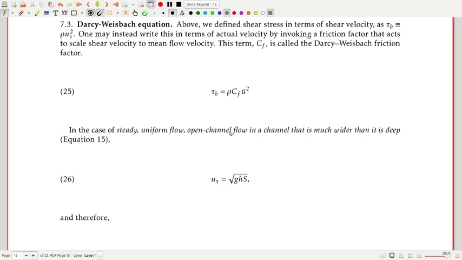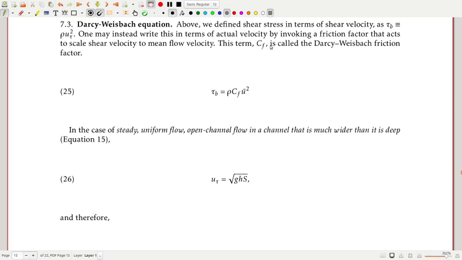Behind mean flow velocity is the Darcy-Weisbach equation. This, like many of these other equations, was originally derived for pipe flow, but then has been modified for open channel flow. The reason I'm going over the Darcy-Weisbach equation is a little bit less for the form of the actual equation itself, and a little bit more for the definition of the Darcy-Weisbach friction factor, which turns out to be a really convenient way of expressing relationships between shear stress and velocity.